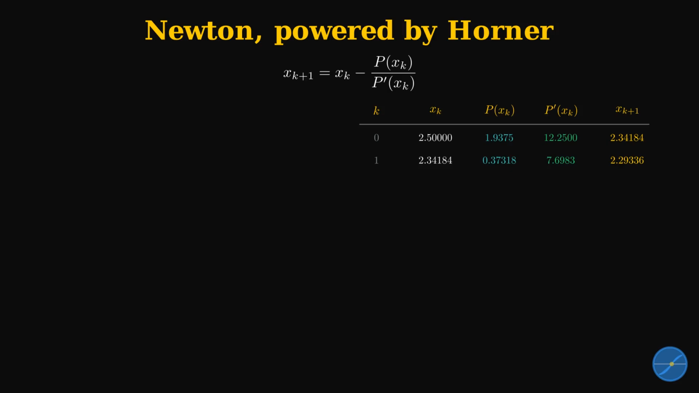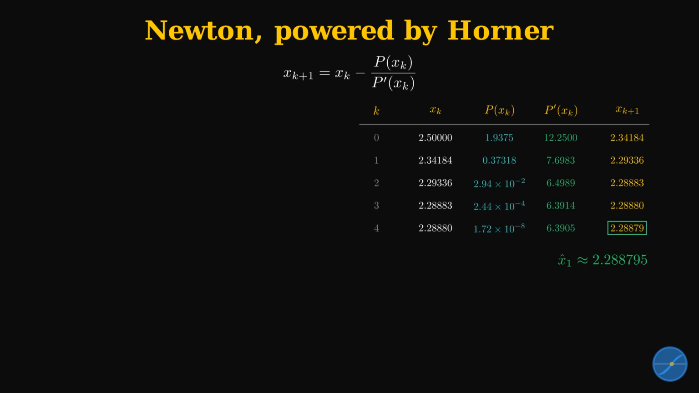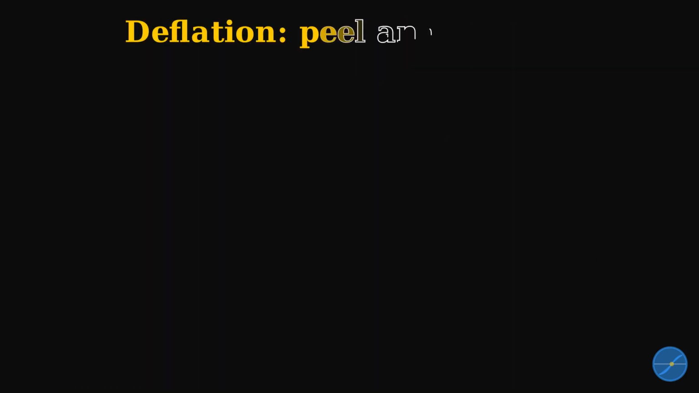Each step roughly doubles the correct digits and p collapses towards 0. Row 3, row 4, row 5, and there's our first real root, about 2.288795. We have one root. Deflation factors it out, so we never have to chase it again.